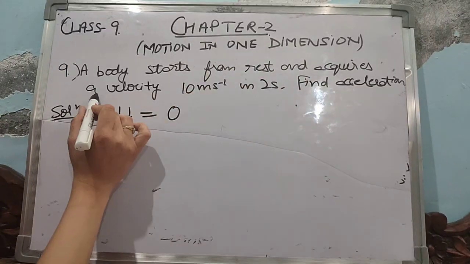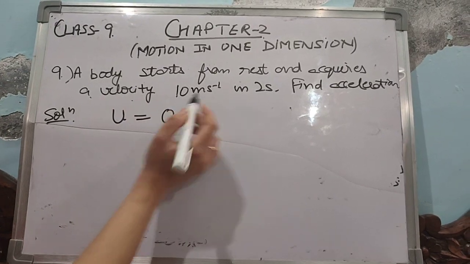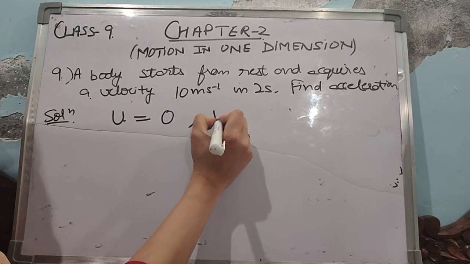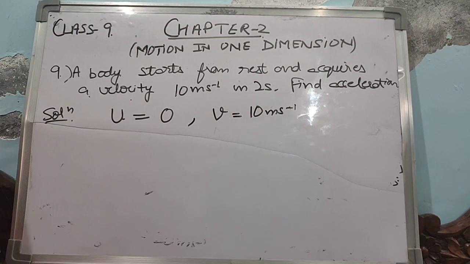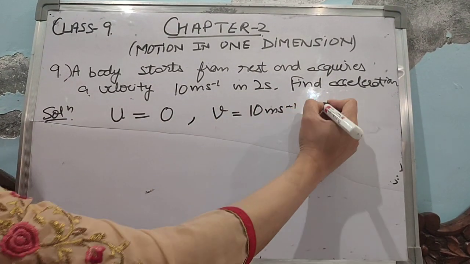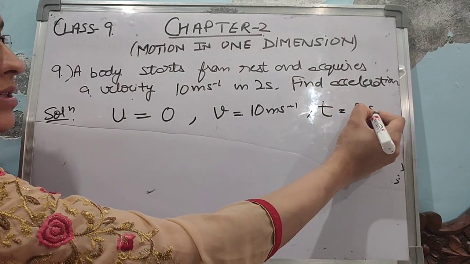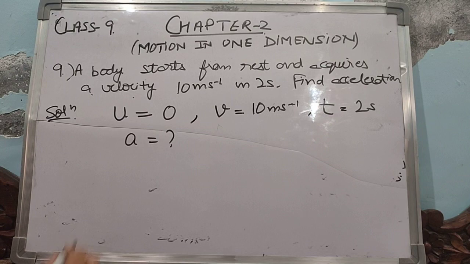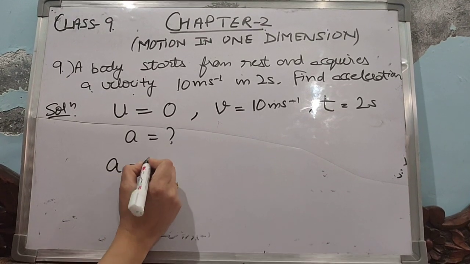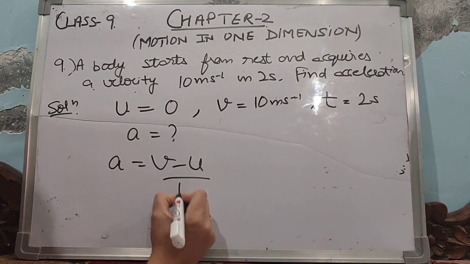And it acquires a velocity 10 meter per second. This means now final velocity is 10 meter per second. What about time? Time is given out to be 2 seconds. You have to find A. We know the formula for A. A is equal to V minus U upon T.